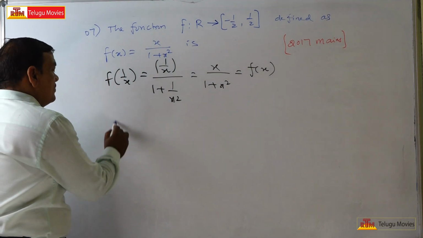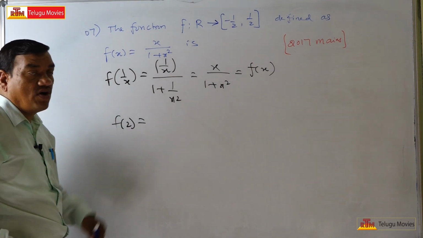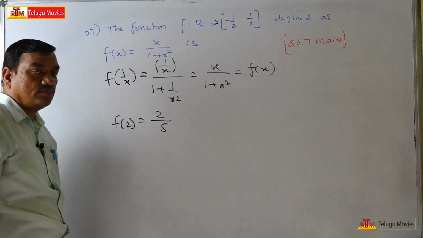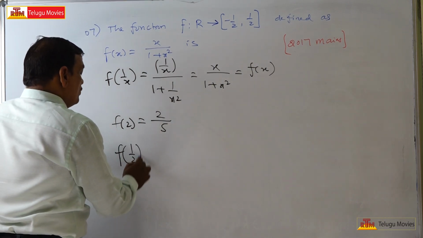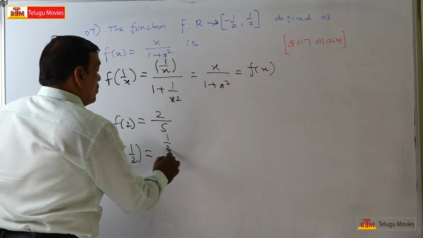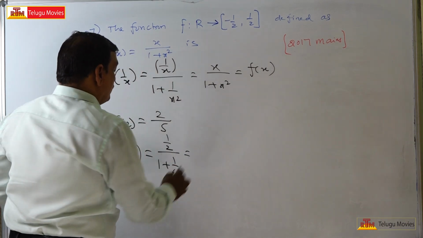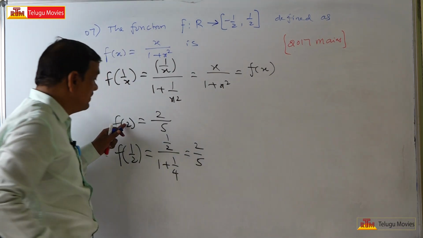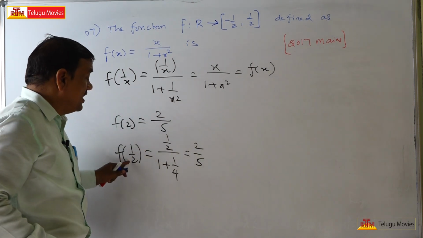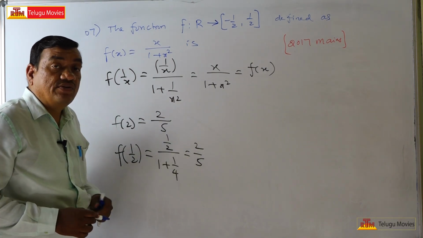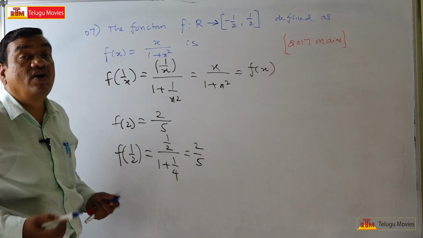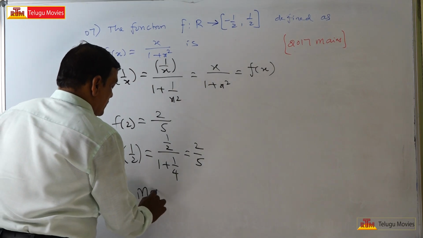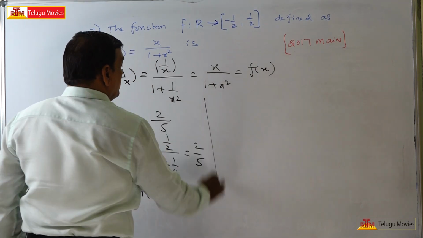So I will prove it. In a general example also we can take f of 2. This is 2 by 1 plus 4, that is 2 by 5. Take f of 1 by 2. So this is 1 by 2 upon 1 plus 1 by 4. 2 ones are 2, the 2s will cancel, 2 will come in the numerator by 5. That means for 2, image is 2 by 5. For the element 1 by 2, image is also 2 by 5. Therefore, it is not a one-one function. If it is not a one-one function, what type of function is it? It is a many-one function. Clear?